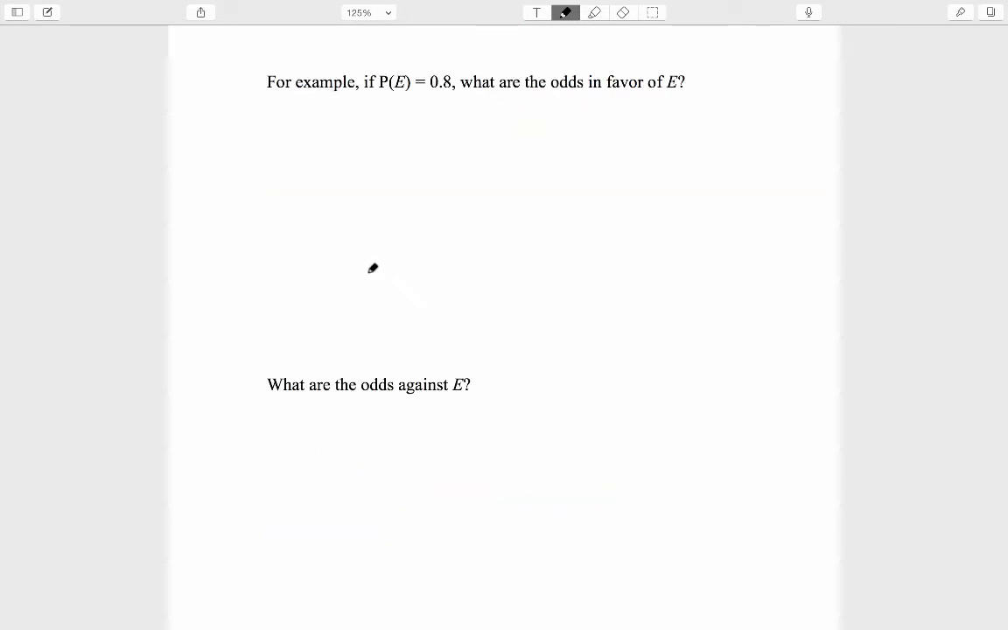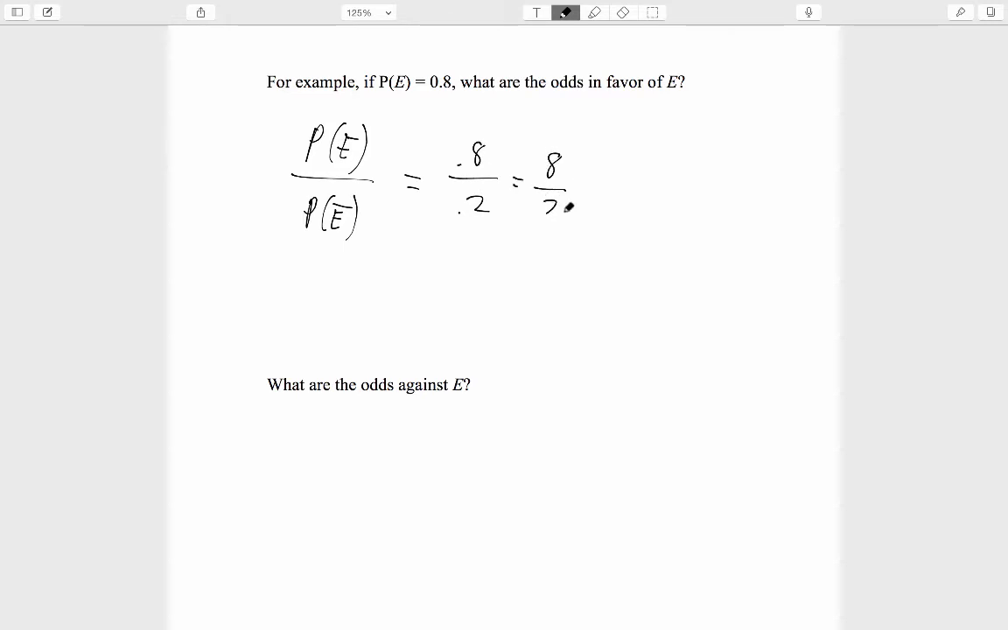Let's work out an example. If it is given information that the probability of E equals 0.8, we ask, what are the odds in favor of E? Well, we compute probability of E divided by probability of not E. We want to know the ratio of the likelihood that E does occur to the likelihood that E does not occur. Where did this 0.2 come from? It's 1 minus 0.8.